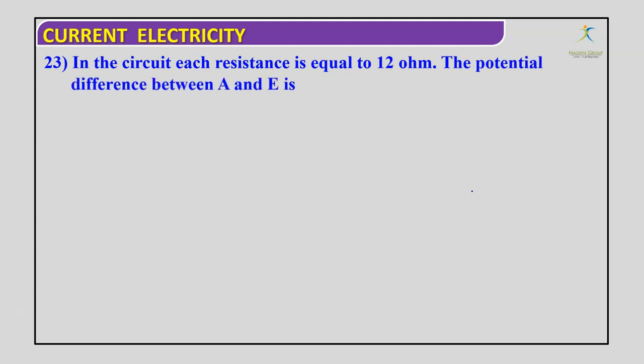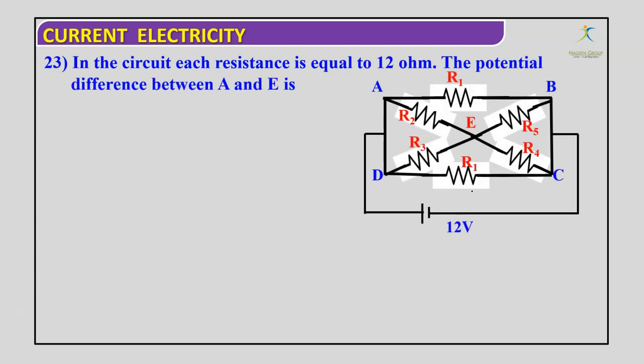Moving ahead with the next question. In the circuit, each resistance is equal to 12 ohm. The potential difference between A and E is. Again, this is a very impressive circuit, and this kind of circuit really comes in your board exam. So this is an important question for your board exam also. The options are 12 volt, 2 volt, 4 volt and 6 volt. Moving ahead with the solution part.